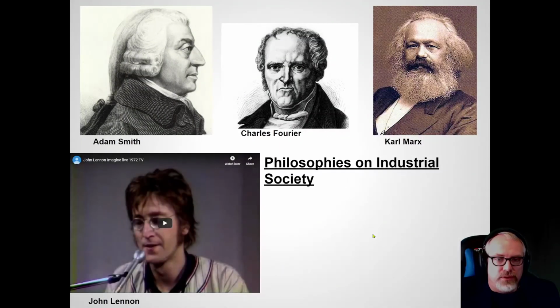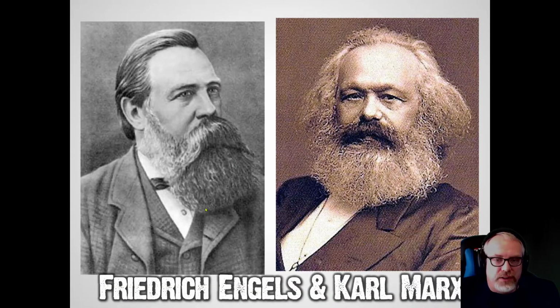So these are some of the philosophers during the time of the transformation from agrarian to industrialization. So you've got Adam Smith, Charles Fourier, and then Karl Marx. You can listen to John Lennon's Imagine song. I can't play it because if I do, I'll get a copyright infringement. So this is Friedrich Engels and Karl Marx. These are two socialists. They're not the original socialists, but their work has had the greatest impact on the world.